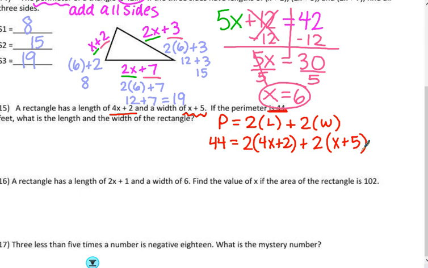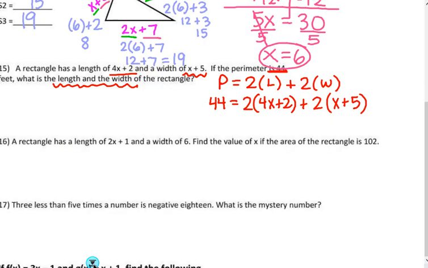After you have found what x is, make sure you plug it back in so that way you can find the actual length and width, kind of like how we just did on number 14.